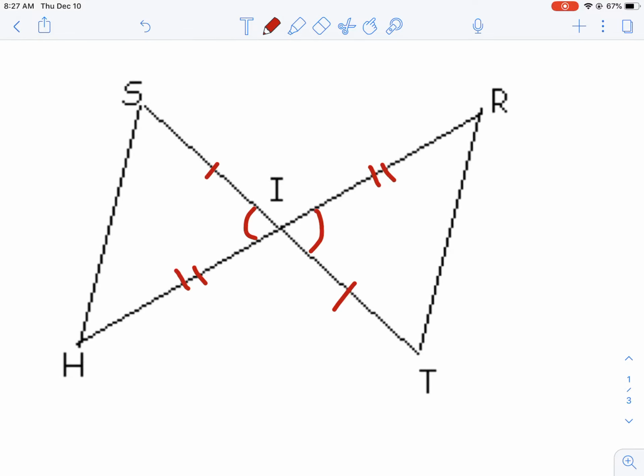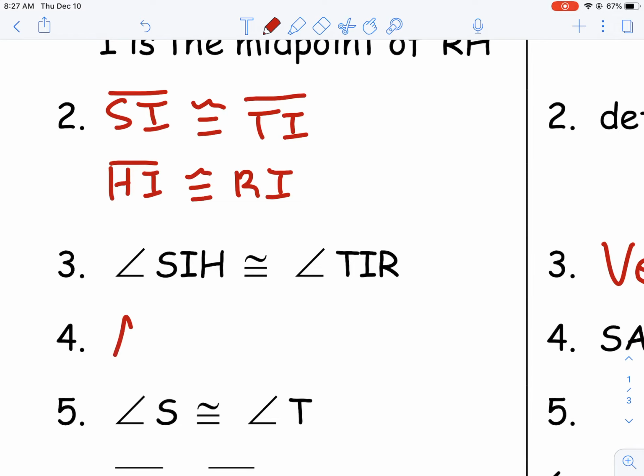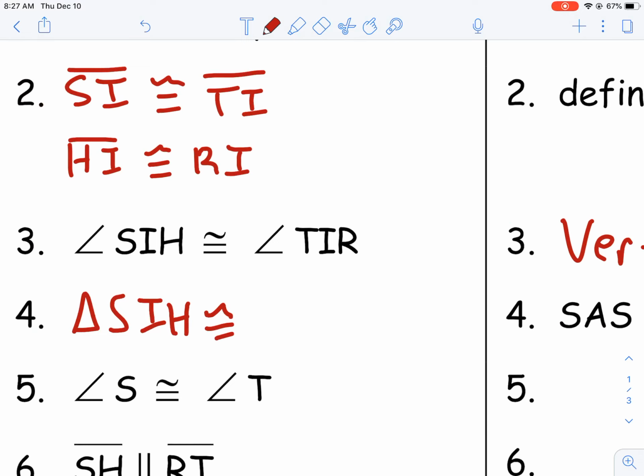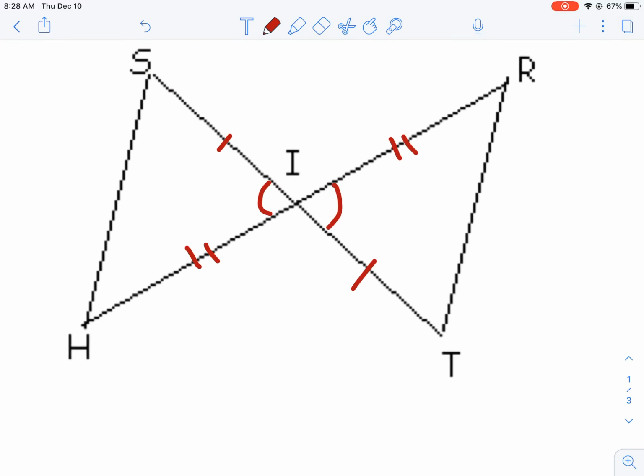All right, so what do we want to call them? Let's call them SIH. That was the first one. And then we can match it up. So S matches with T. So if we said SIH, we'll say TIR. Okay, and that's by SAS as they give us. But we can look and see. Okay, we have two sides, one angle, side, right?